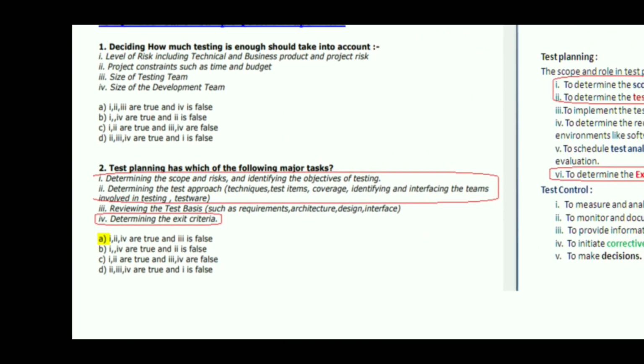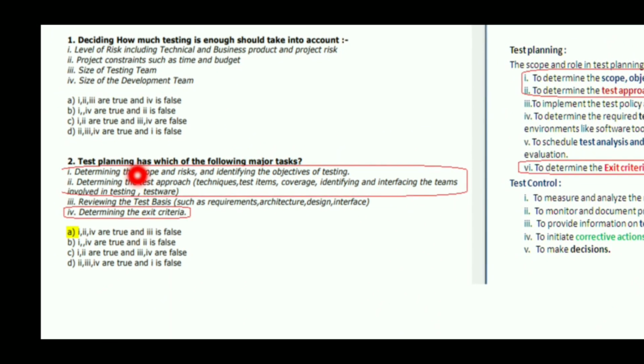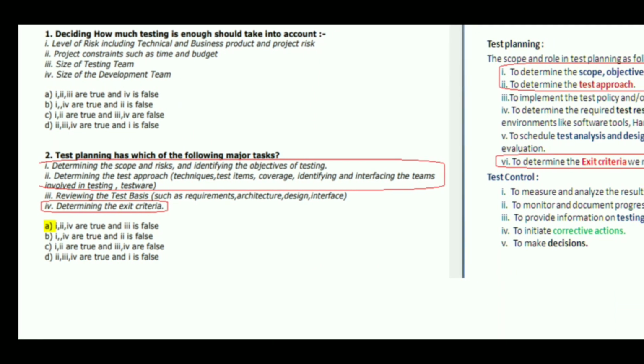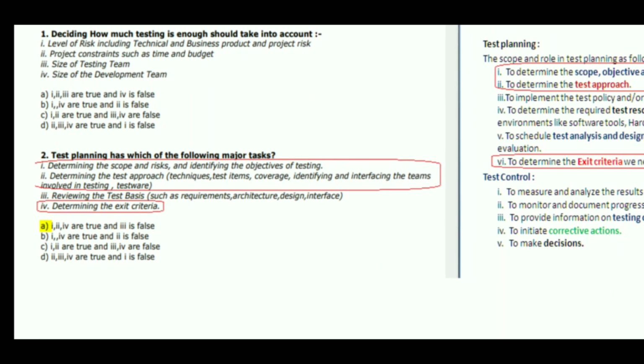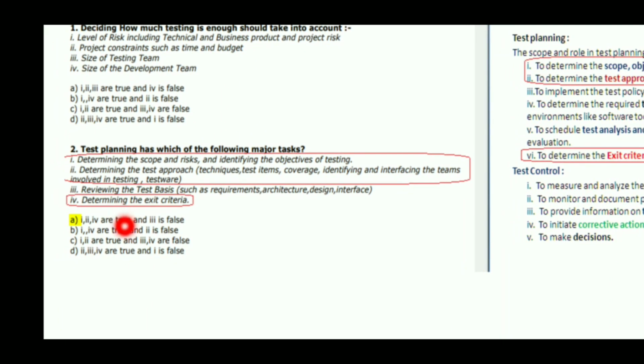yeah, the first question is, sorry, the second question is, test planning has which of the following major tasks? They have given 4 points, and they are asking what are all the activities done in test planning. Okay, they have given four options, with the order like 1 and 3, and 1, 2 and 4 are true, and 3 is false. Like that they have given, and A is the correct answer. So let us see whether we have discussed this in our tutorials or not.